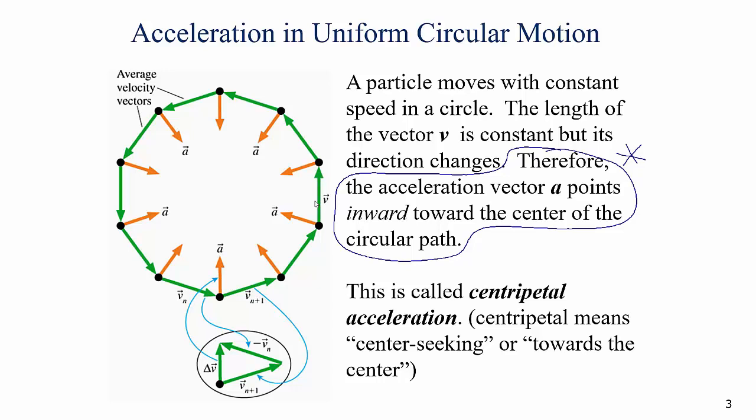Centripetal means center seeking, or towards the center. We sometimes also refer to that as the radial acceleration. It's along the radius of the circle. So if something is moving in a circle at a constant speed, the acceleration vector must be in towards the center of the circle. That acceleration has nothing to do with the speed changing. It has to do with the fact that the direction of the velocity is changing.